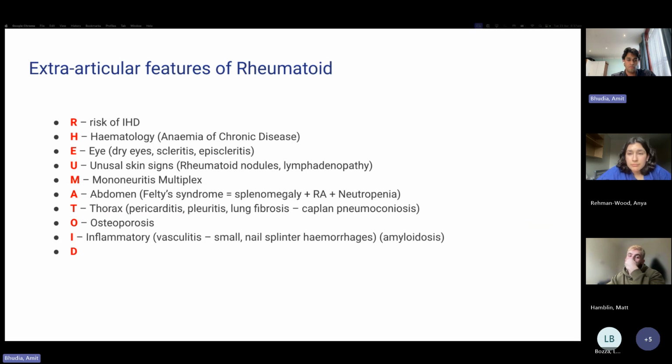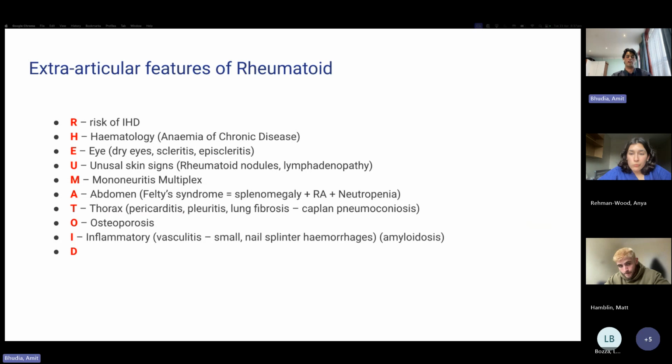You can also get these rheumatoid nodules, which are typically on your elbows and fingers, and they're like firm, painless lumps under your skin. And then mononeuritis multiplex. And then one specific to rheumatoid arthritis is Felty syndrome. So that's the triad of splenomegaly, rheumatoid arthritis, and neutropenia. That's something that can come up in sort of AKT.